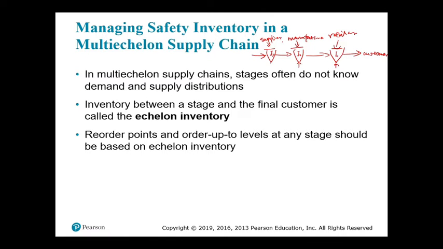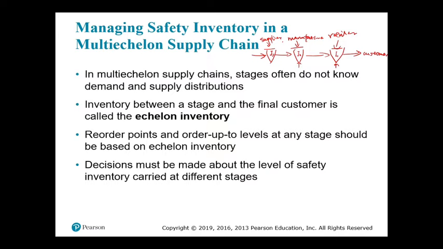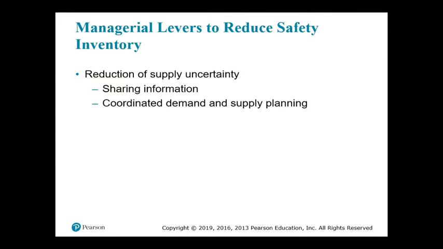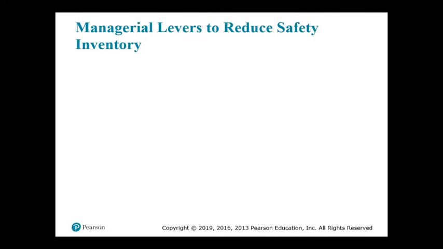So oftentimes, as long as we have the capability to share information, then we would see reorder points or order-up-to levels for echelon inventory instead of a single stage inventory. And a decision should be made about the level of safety inventory carried at different stages. And finally, some managerial levers to reduce safety inventory.